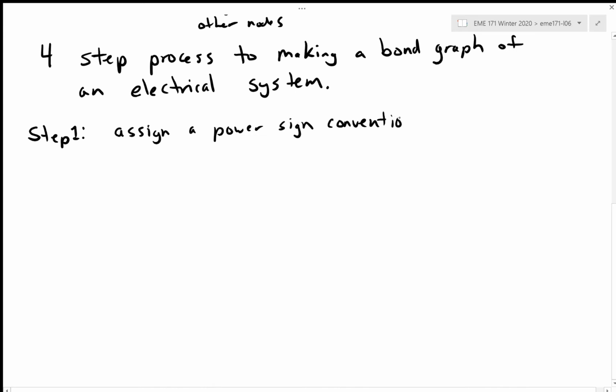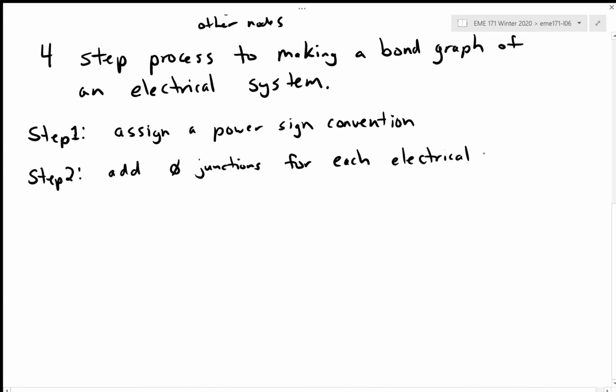We need to know what positive and negative mean in terms of power exchange among the components in this system. Step 2 is we're going to add 0 junctions or 0 ports for each electrical node, right, location on the circuit that have common voltages.